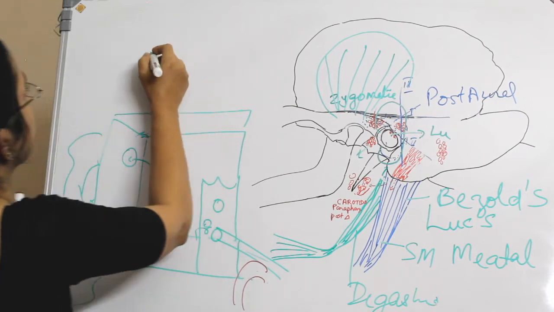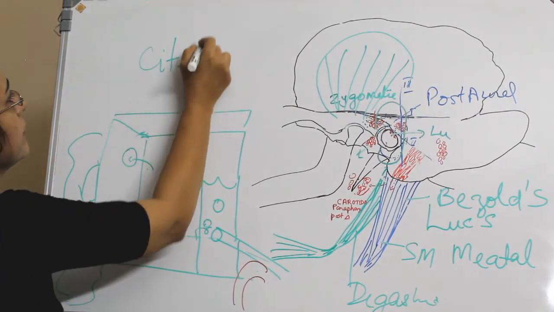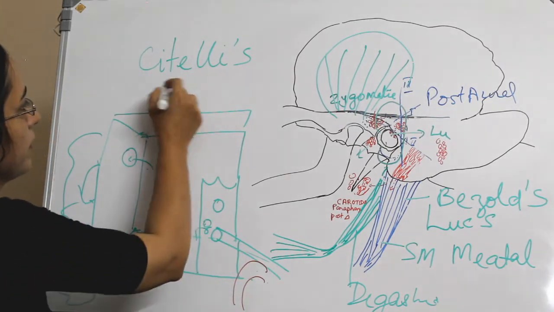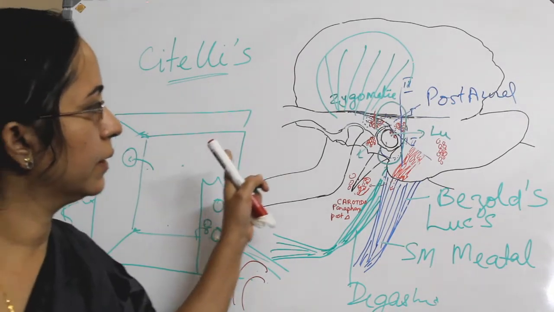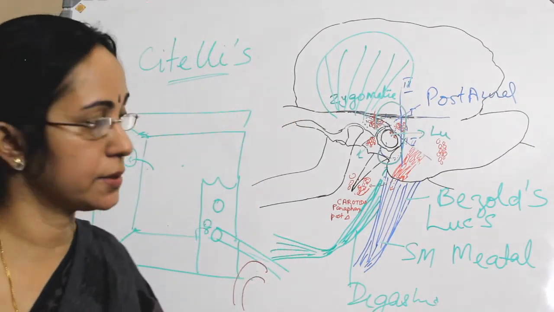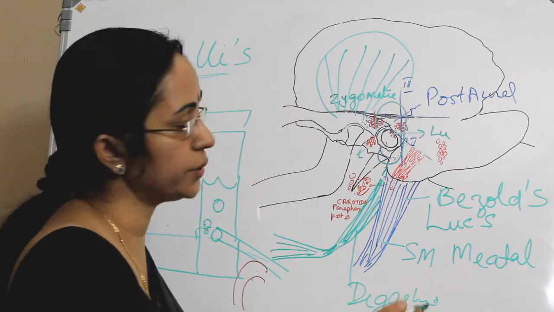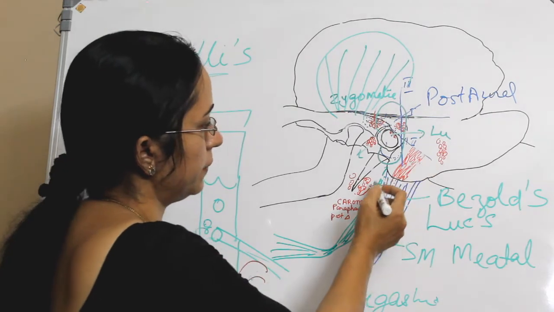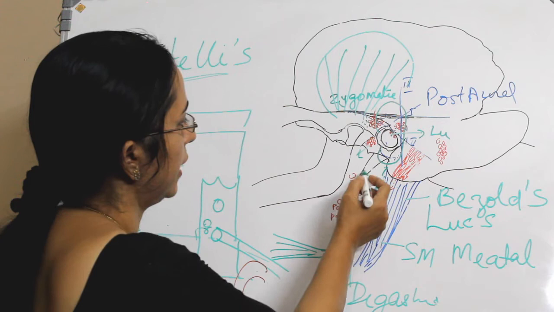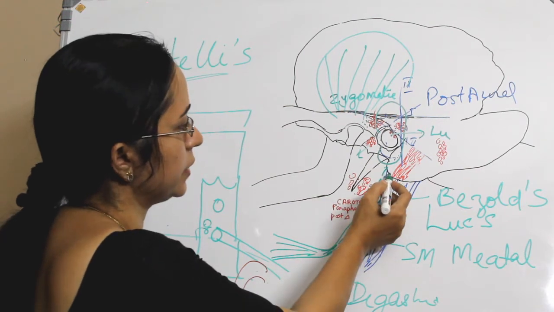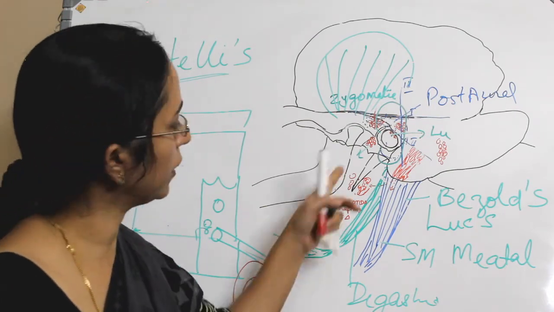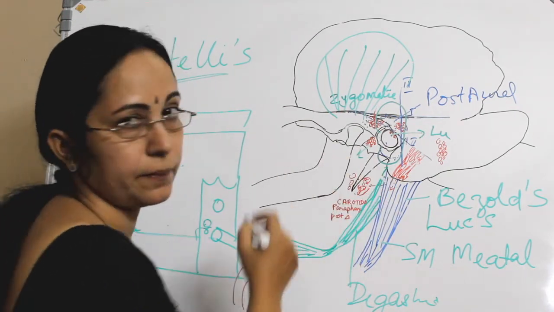I'll write it here. So regarding the Citelli abscess, there are three routes of formation of Citelli abscess. One, as I already told you, from the tip, this can come behind the posterior belly of digastric and it forms an abscess between the tip of mastoid and the angle of jaw, angle of mandible, in this space.